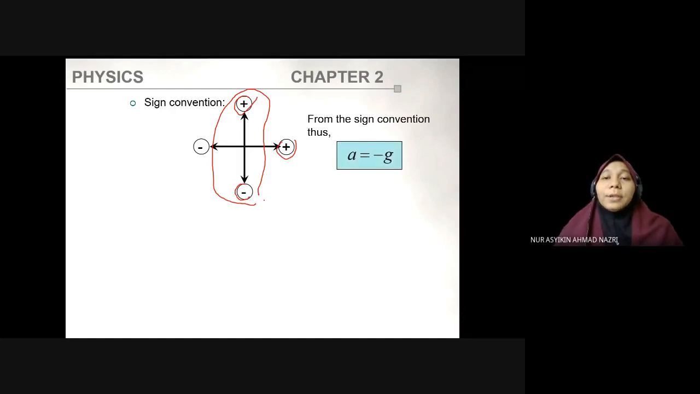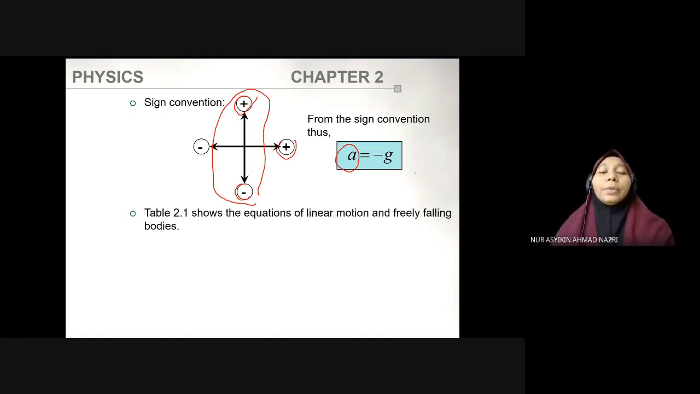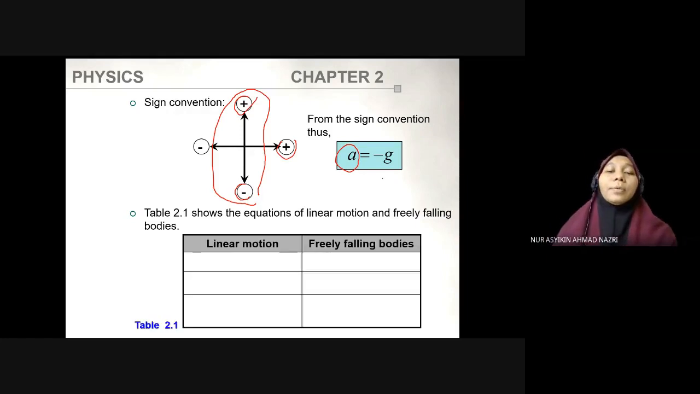From the sign convention, once we have agreed on this, it means that the expression of the gravitational acceleration, since it is directed downward and everything falls downward, we put a negative sign. Always remember to put this sign when you're dealing with free fall motion. And now we want to alter our equations from linear motion to free falling bodies.